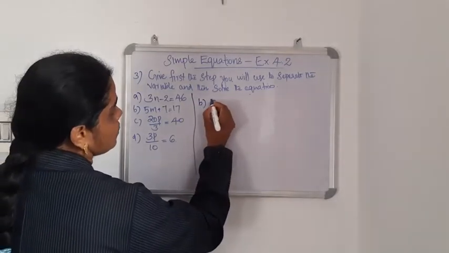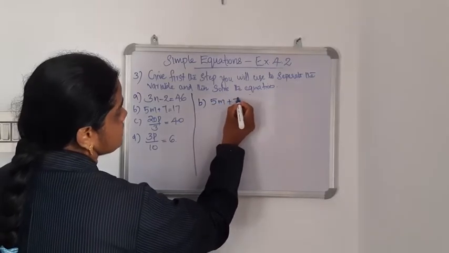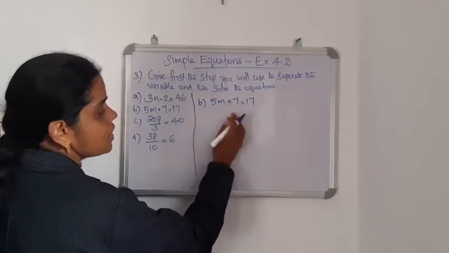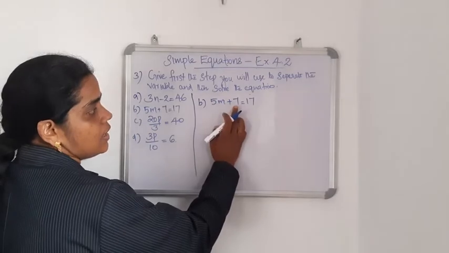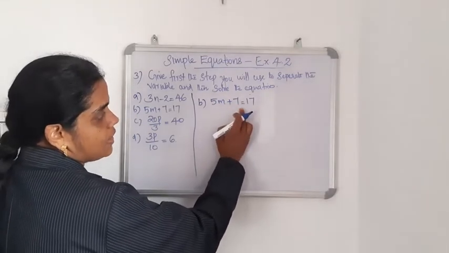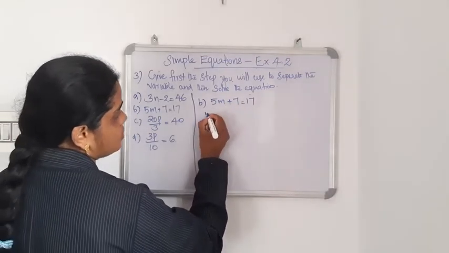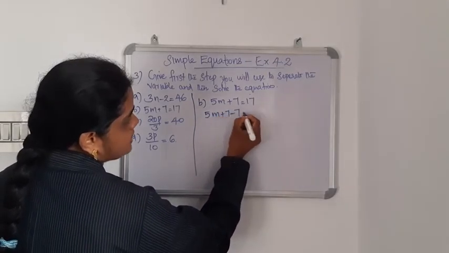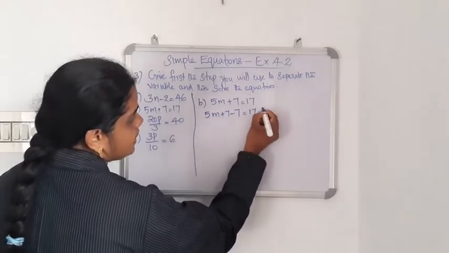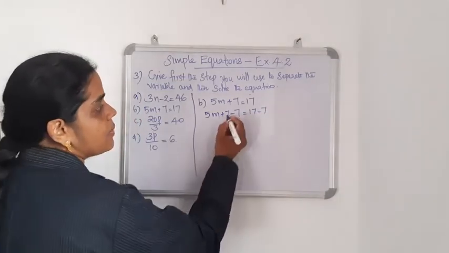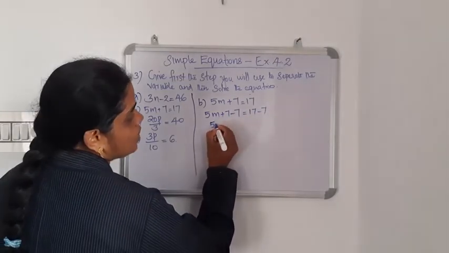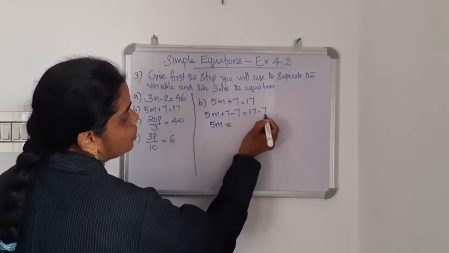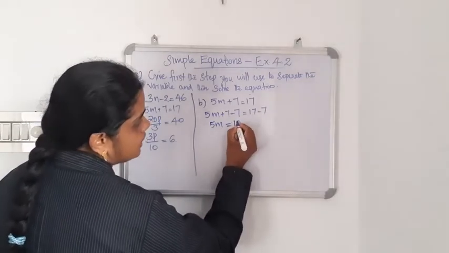B question, 5m plus 7 equal to 17. So first we can remove this addition plus 7 by subtracting 7. So 5m plus 7 minus 7 equal to 17 minus 7. Plus 7 and minus 7 becomes 0. 5m equal to 17 minus 7 is 10.